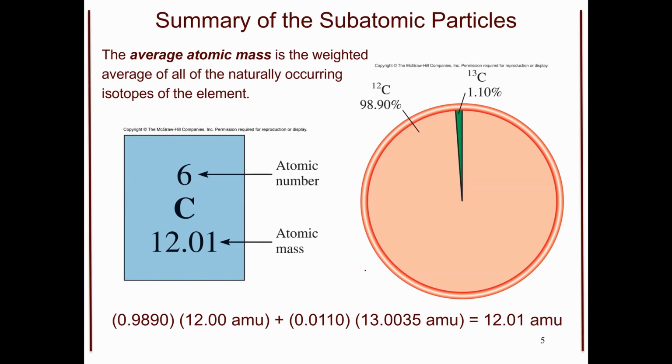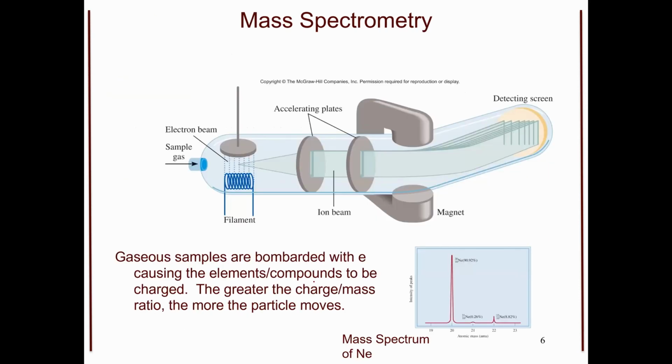If you have more than one isotope, these are calculations you have to know how to do. Some elements have 5, 6, 7, 8 different isotopes. This is a calculation that we will do further into the course. How this is actually done very easily for us is done by a technique called mass spectrometry.